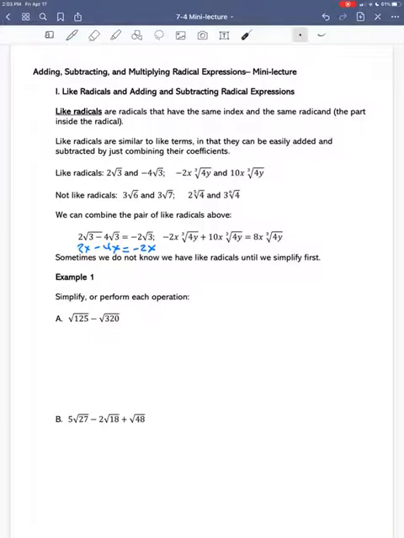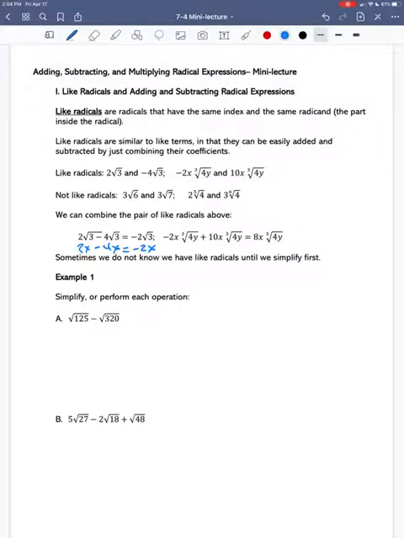And so here, negative 2x times the cube root of 4y plus 10x times the cube root of 4y. The cube root of 4y just sort of goes along for the ride. Negative 2x plus 10x equals 8x. Most of the time, not even sometimes, most of the time we do not know we have like radicals until we simplify first. And that's going to happen in all these problems in example 1.